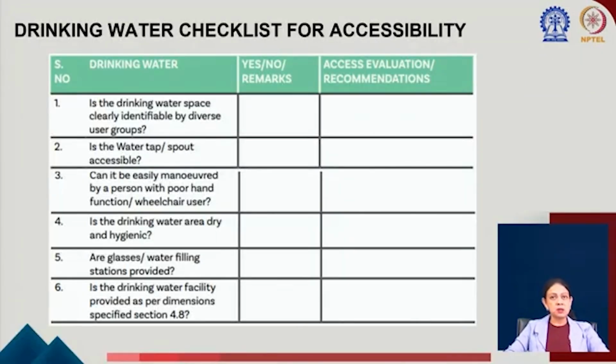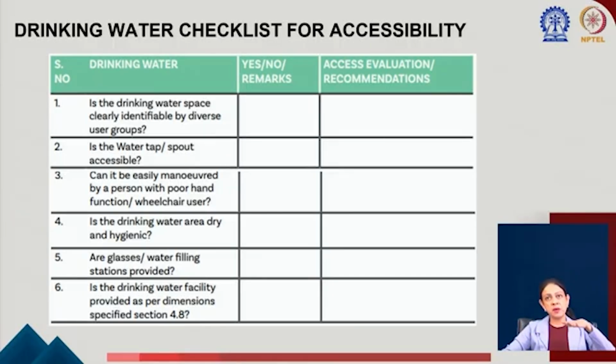Drinking water. Is the drinking water visible? Are the spouts at proper height? Are there glasses? Small things but important. Are there glasses present which are also accessible? You might have a source of water which is wheelchair friendly, but the glasses are kept at a height. It doesn't make sense then.